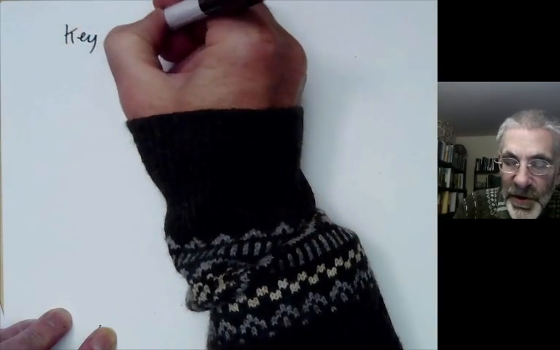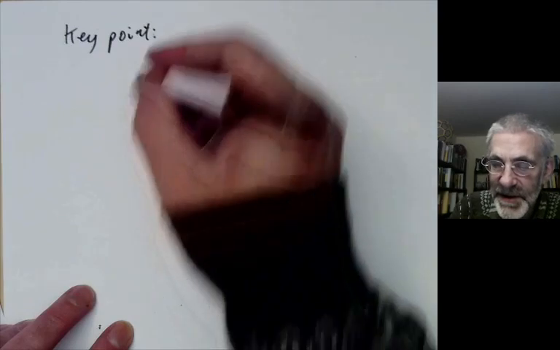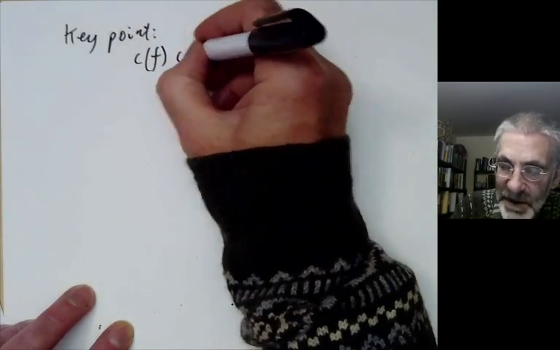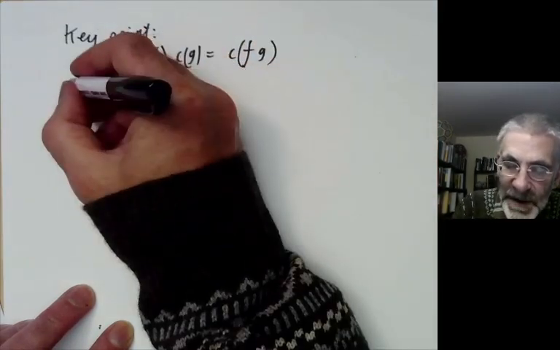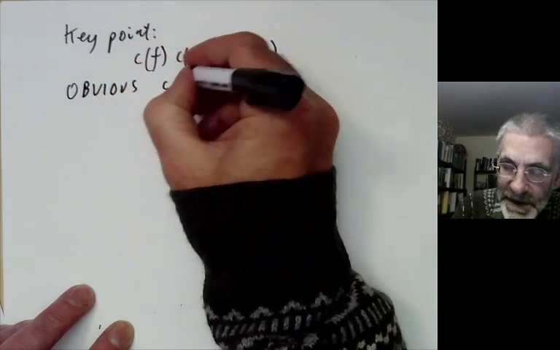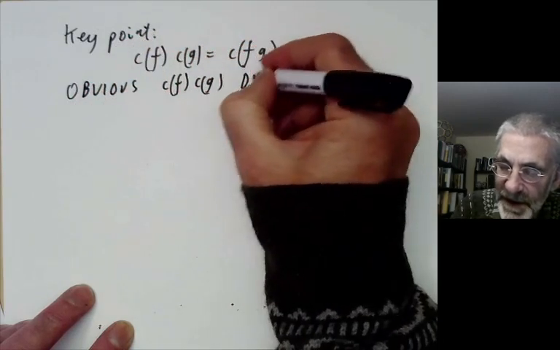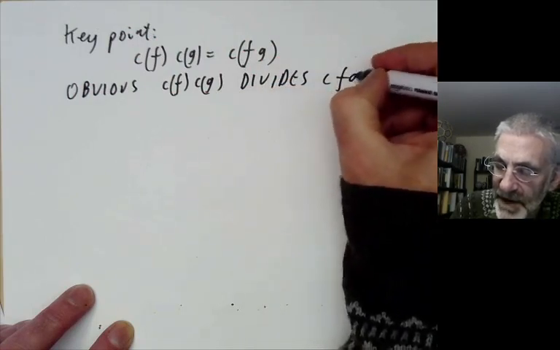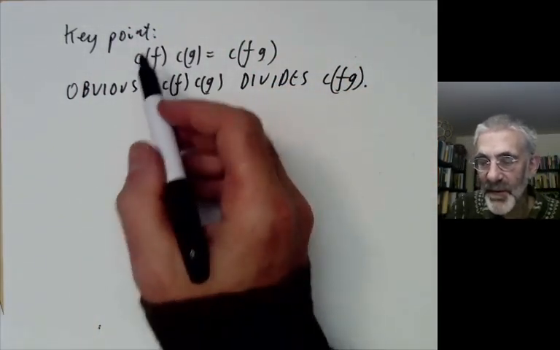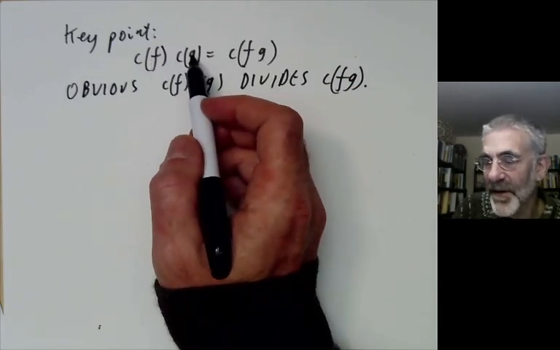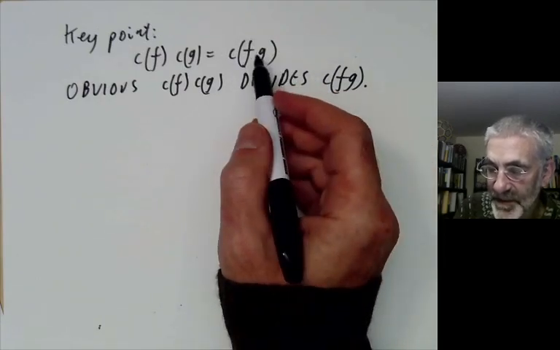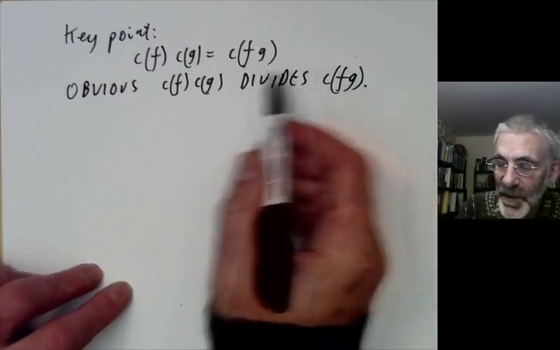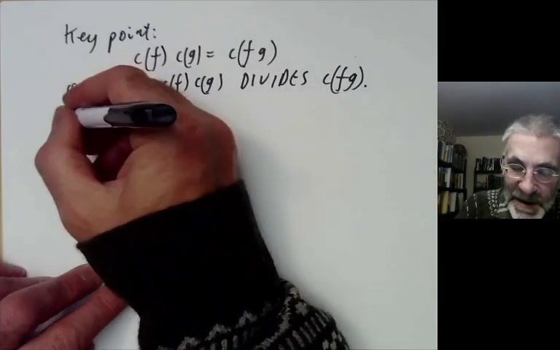And the key point in proving that integer polynomials have unique factorization is the fact that the content of f times the content of g is equal to the content of f times g. So first of all, it's obvious that the content of f times the content of g divides the content of f times g. Sort of completely trivial. If some number divides all coefficients of f and some other number divides all coefficients of g, then it's obvious their product divides all coefficients of this. So the problem is to show the other implication, and we can simplify this.